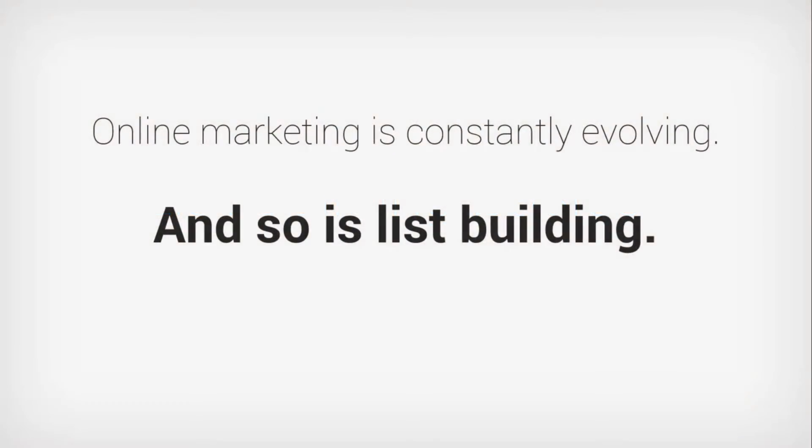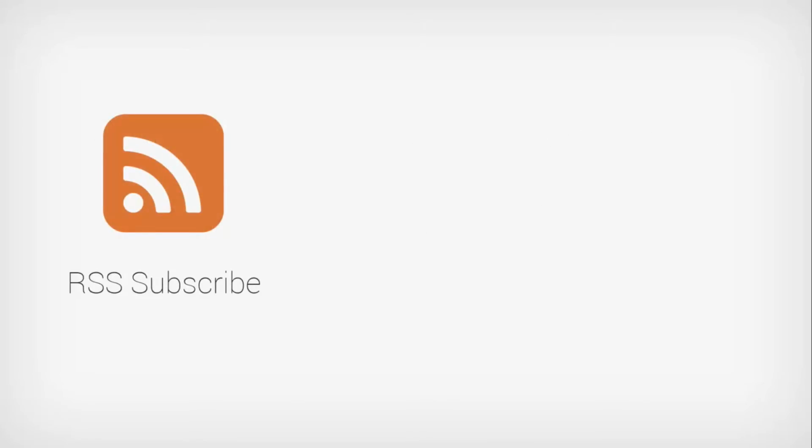Now, the first thing I want to briefly explain. As you know, online marketing is constantly evolving, right? And list building is also evolving. I want to have a quick look at an evolution that happened in the list building space. A few years ago, if you looked at blogs, everybody was trying to get RSS subscribers, and they were just bragging about their RSS subscriber numbers.